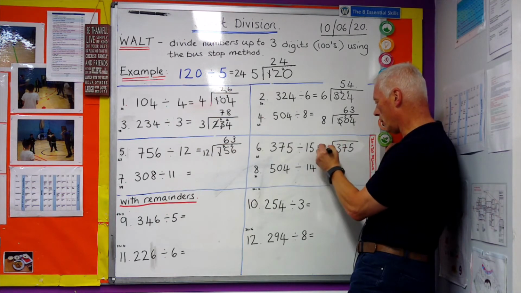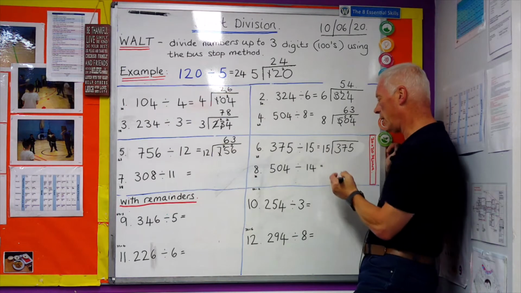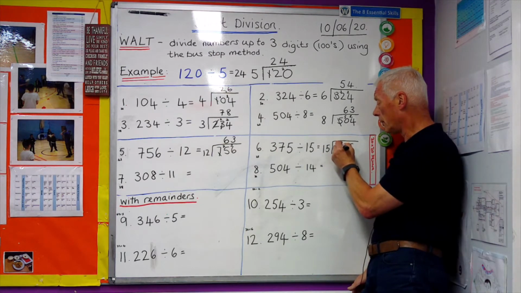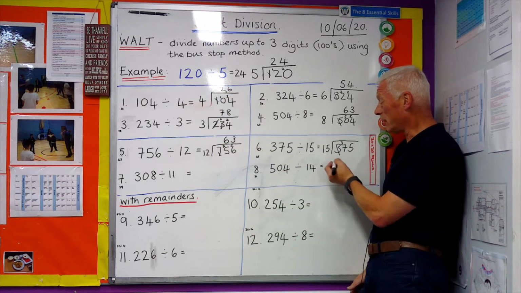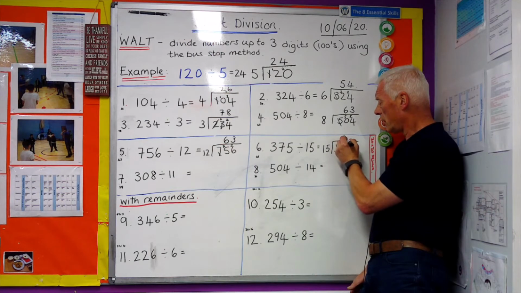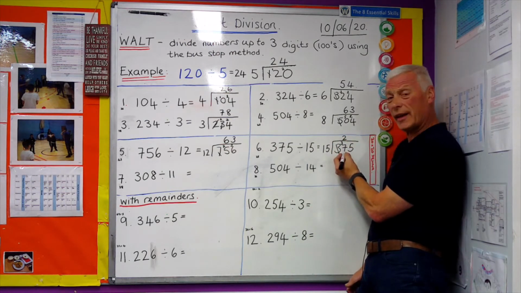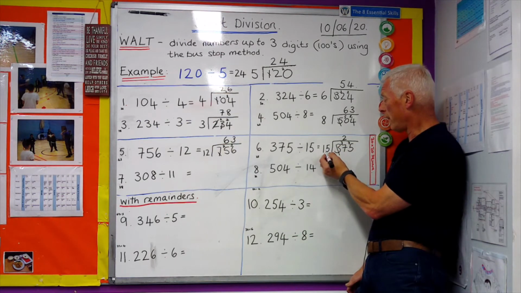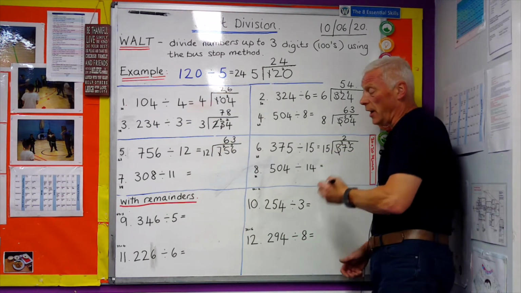In the bus stop, 15. 15 into 3 doesn't go. 15 into 37. 2 15s are 30. So I think it goes 2, but if it's 30, that leaves me with 7. How many times does 15 go into 75?